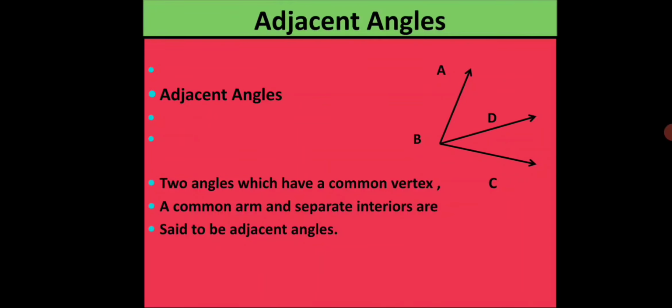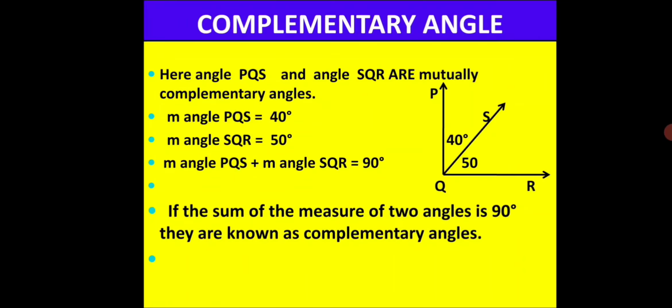Okay students, now we will move on to the next concept, that is complementary angles. Look at the figure alongside. Here angle PQR is a right angle, and the ray QS, which passes through the vertex of the given angle PQR, separates the angle into two sub-angles.